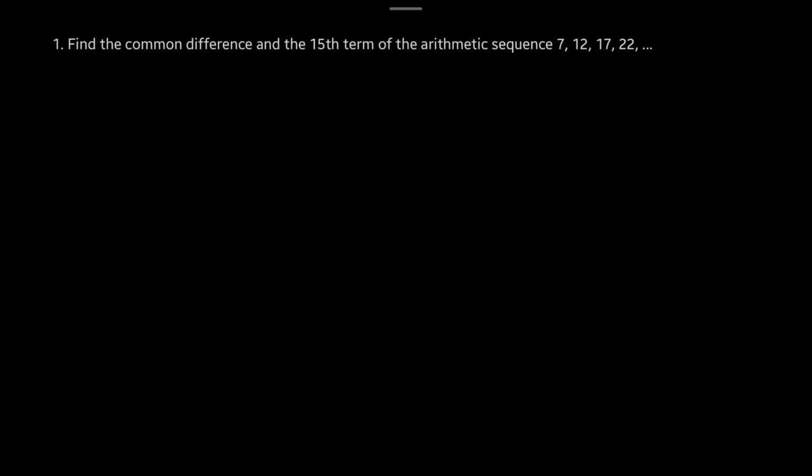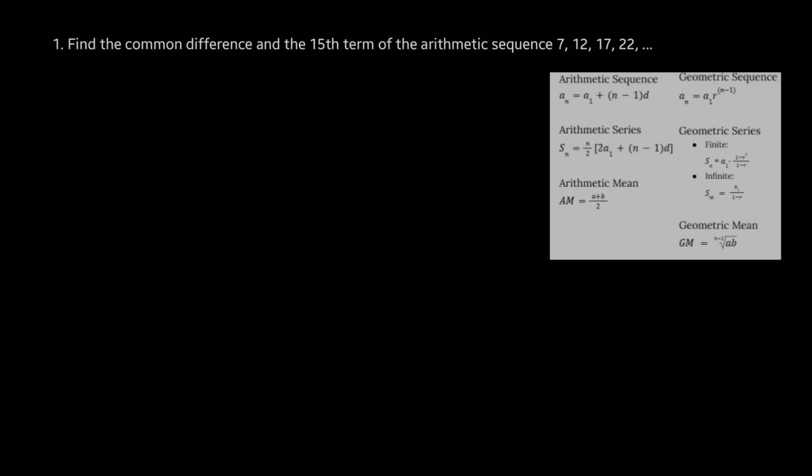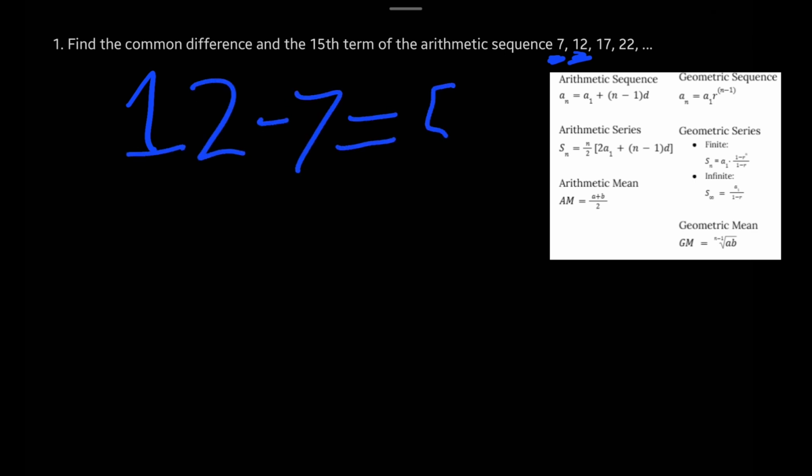Find the common difference and the 15th term of the arithmetic sequence 7, 12, 17, 22, and so on. In order to solve this, we must first find the common difference. So let's set 12 as a sub 2 and 7 as a sub 1. So we do 12 minus 7, which gets us 5. This is our common difference. So we already solved this. Easy, right?